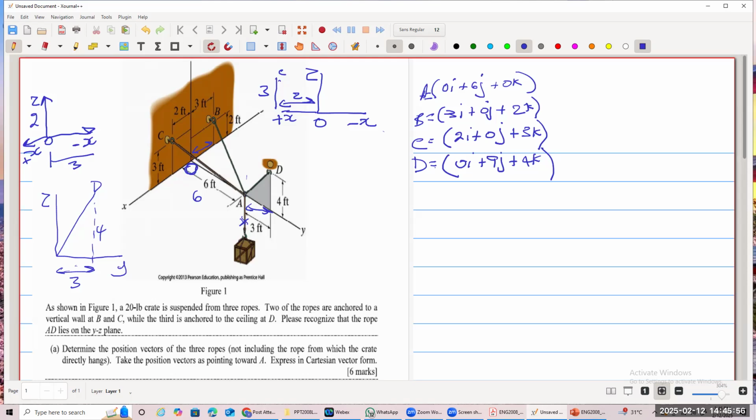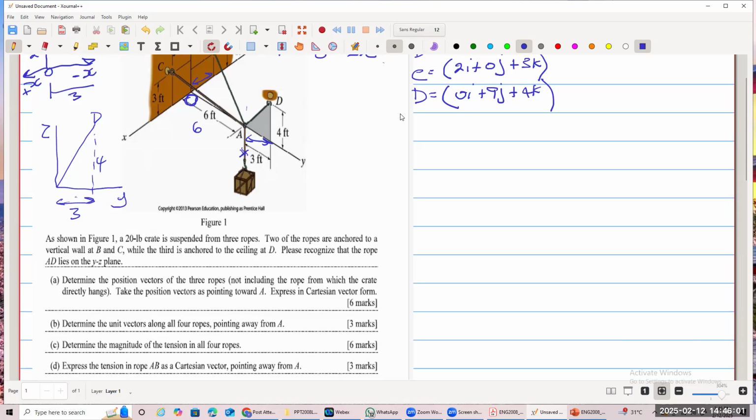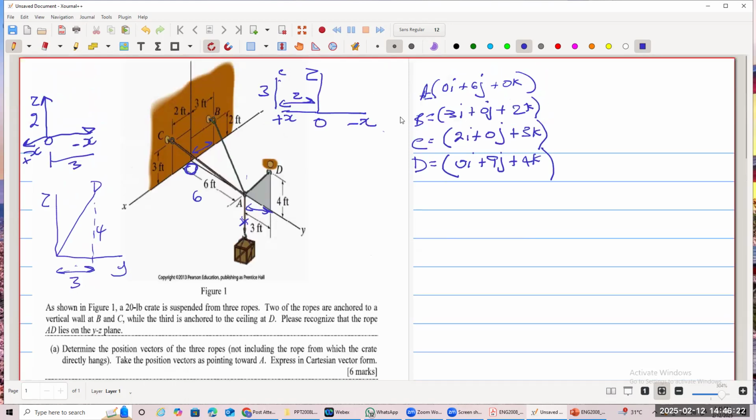So now that we are done with that, the question asks us some particular things. It says specifically: determine the position vector of the 3 ropes, taking the position vector as pointing towards A. So we're going to find them going towards A. So let's write them going towards A now.